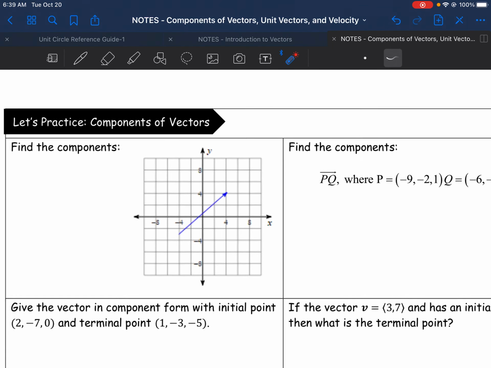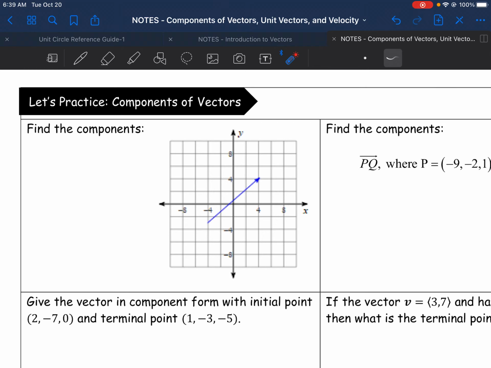So here in our first example, we want to find the components. Notice this is a vector in two-dimensional space. I'm going to go ahead and label the initial and terminal points here. So if I go down here, it looks like this point is (-4, -3), and this is going to be our x1, y1 because it's the initial point. The terminal point is (4, 4), and this is going to be x2, y2.